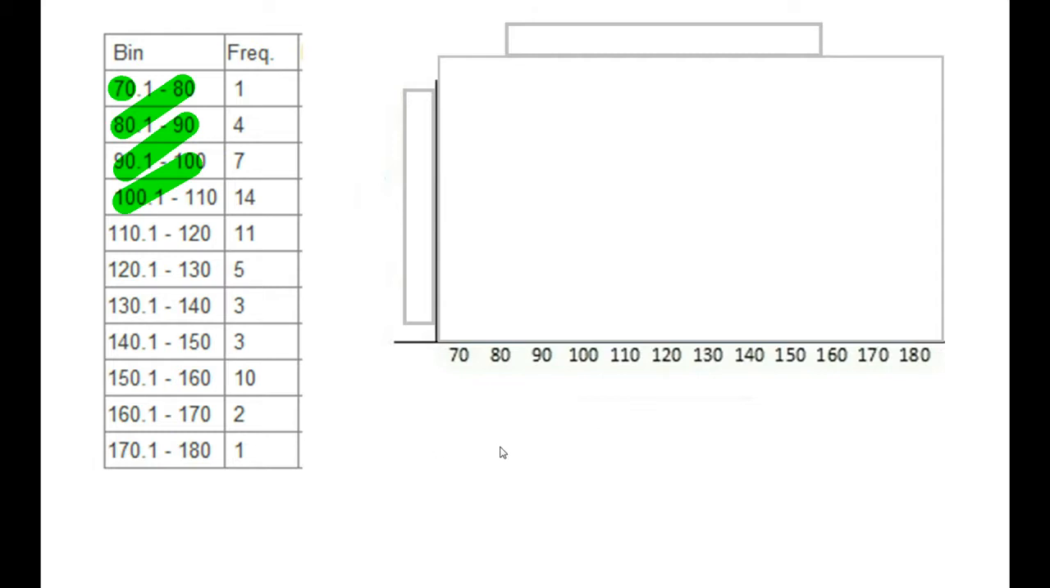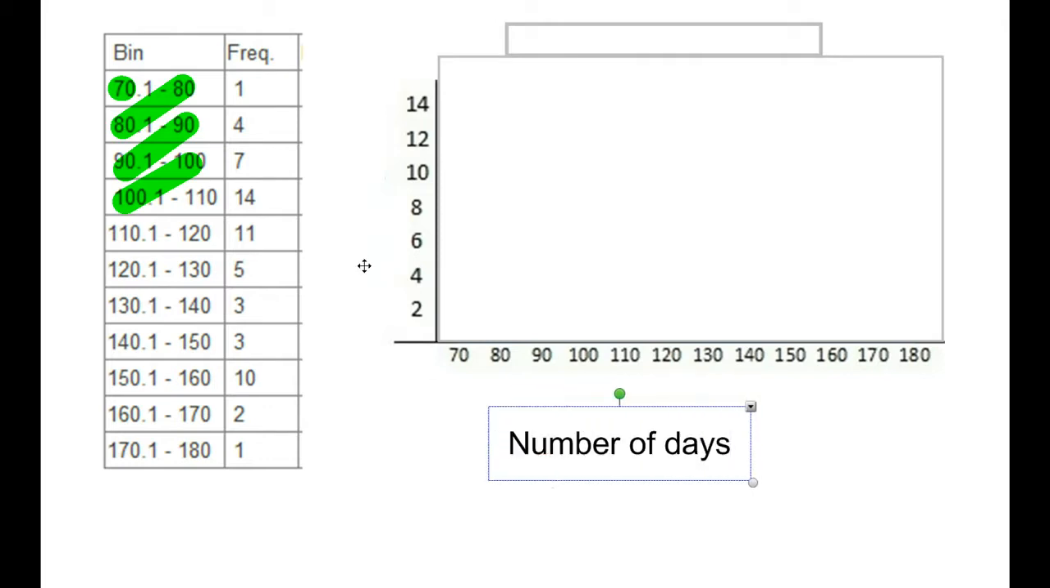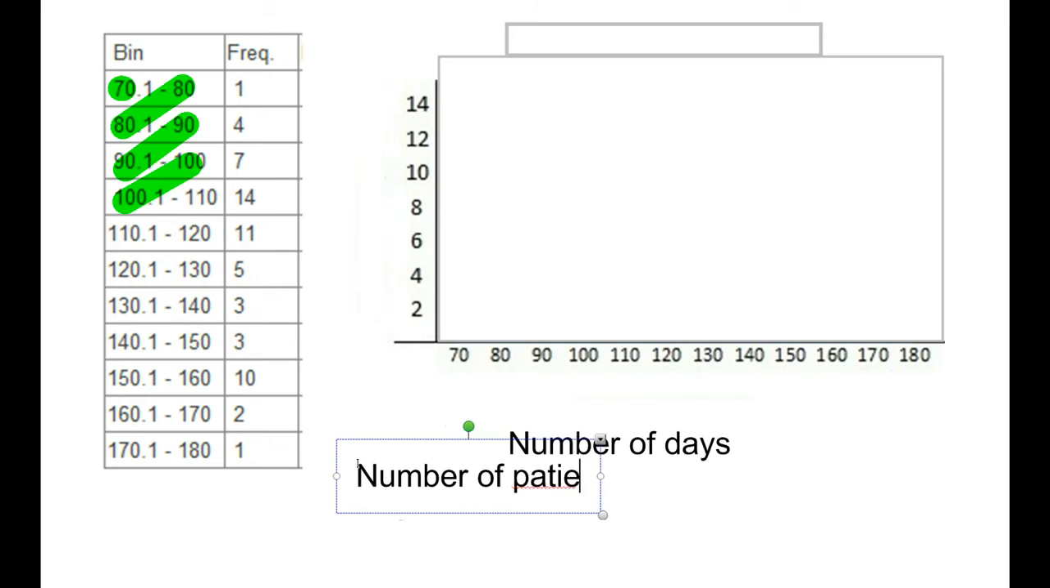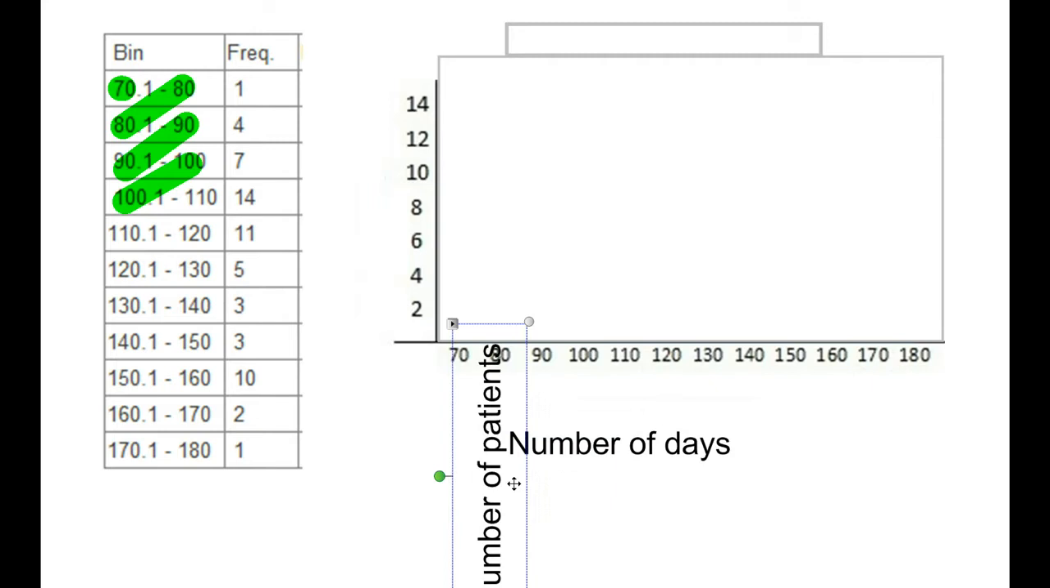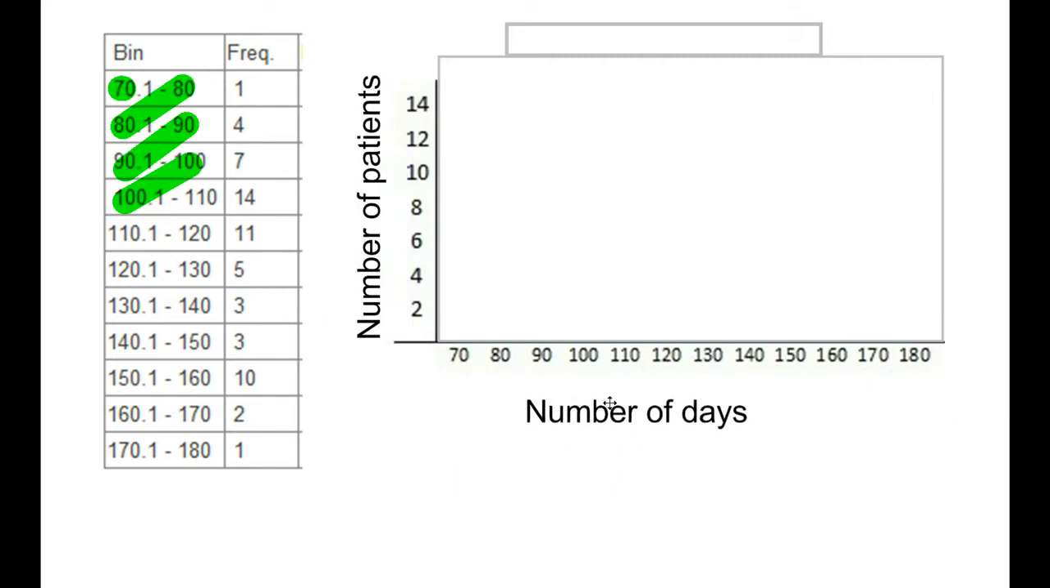On the vertical axis, we do our frequency. So our highest frequency is 14, it looks like. So we would number such that we would get up to 14 on the vertical axis. If we were to label these before we go on, our label down here is going to be number of days, and our label over here on the left is going to be the frequency or the number of patients that come in. So we want to make sure we keep our labels straight, because otherwise this can get very confusing very quickly. So we put that in.